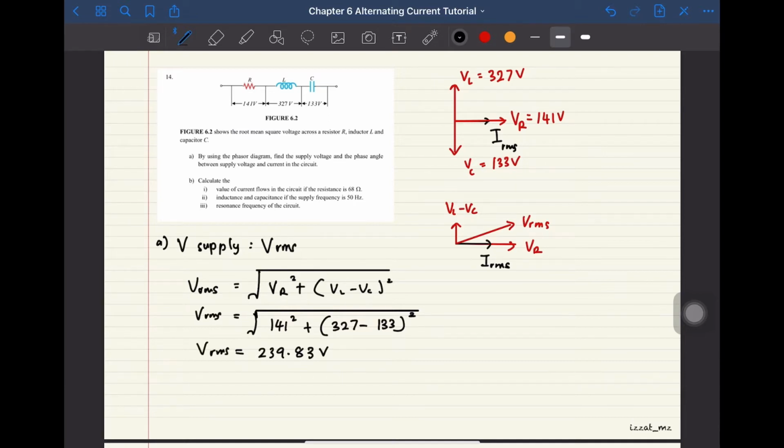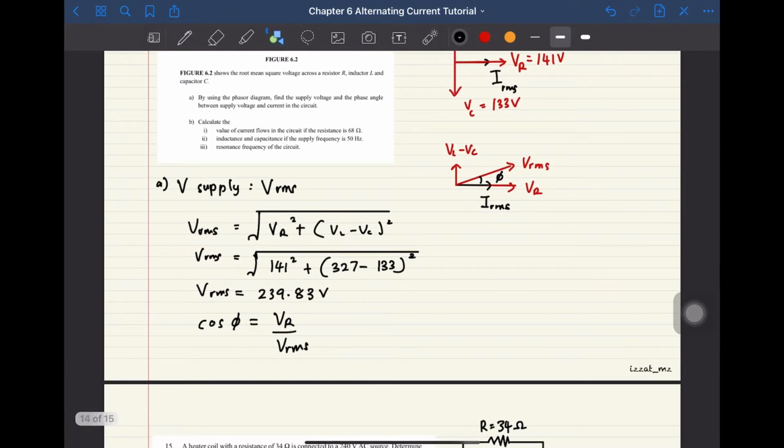And the question also wants you to find the phase angle, the angle over here, phi. Again, referring to this diagram, cos phi equals adjacent over hypotenuse, which is VR divided by VRMS.